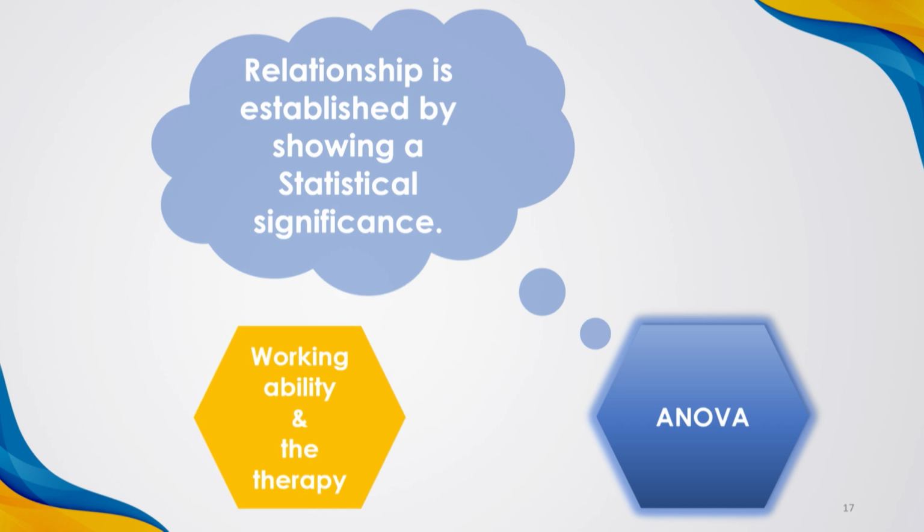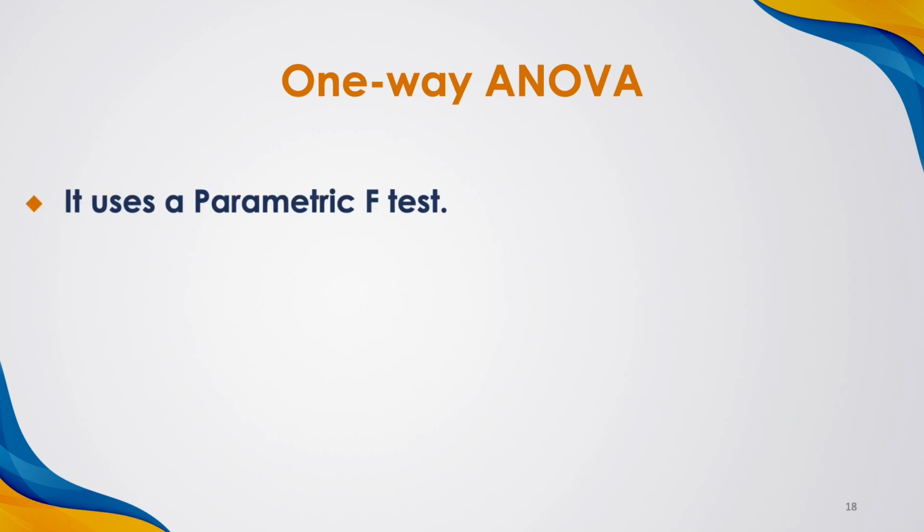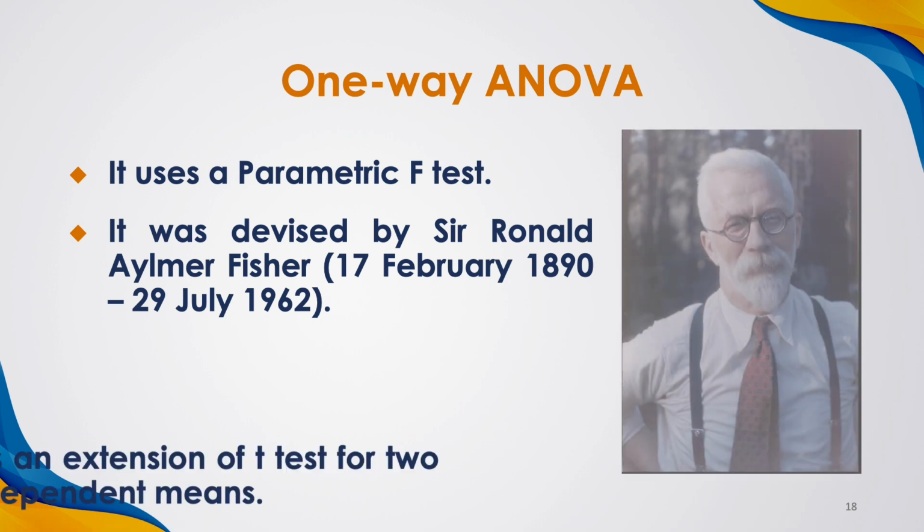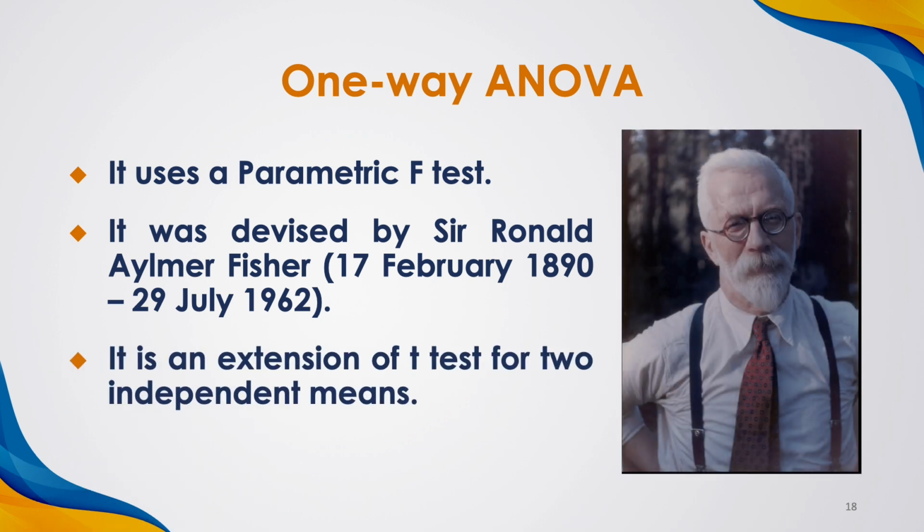When we establish a relationship between a continuous variable and a categorical variable, whenever we are testing, we will end up with statistical significance. If the statistical significance is there, then we can say the working ability score and the therapy are related. This can be done through the ANOVA technique. One-way ANOVA is a parametric F test. It was devised by Sir Ronald Aylmer Fisher. It is an extension of the t-test for 2 independent means.